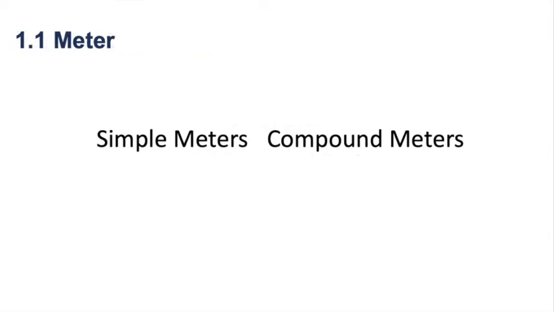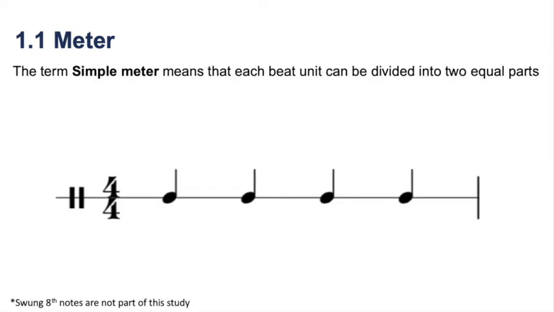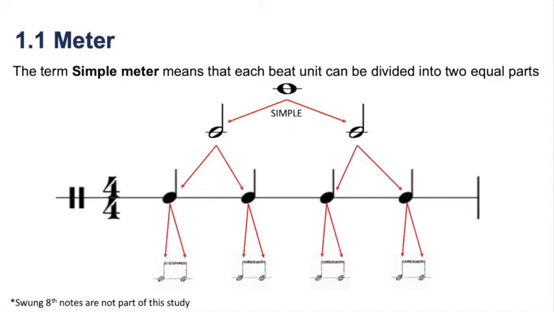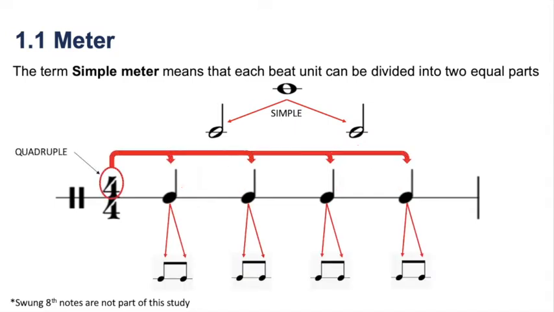Meters are responsible for organizing the foundational elements of musical rhythm in time. The two primary categories are simple meters and compound meters. The term simple meter means that each beat unit can be divided into two equal parts. And because the 4/4 time signature has 4 beats, it is known as simple quadruple meter.